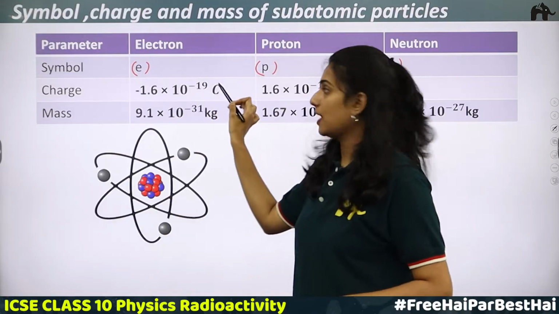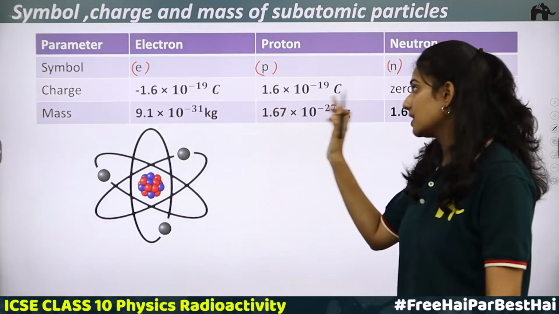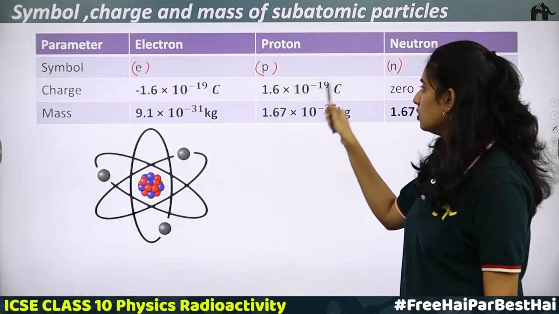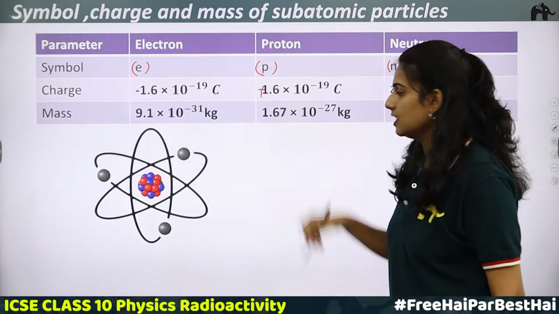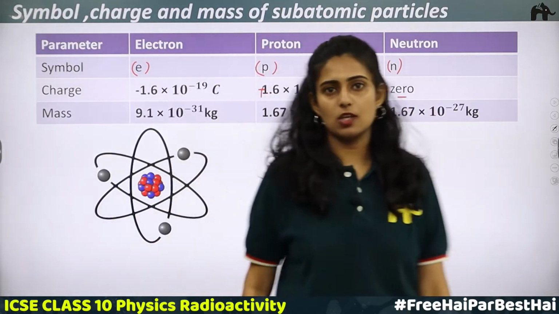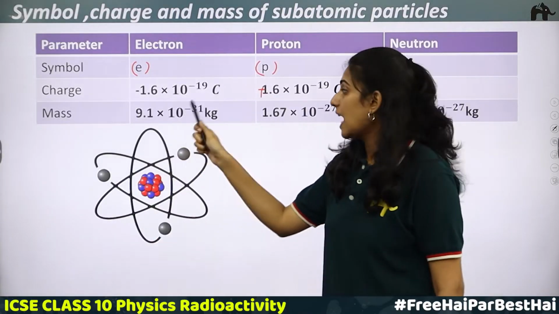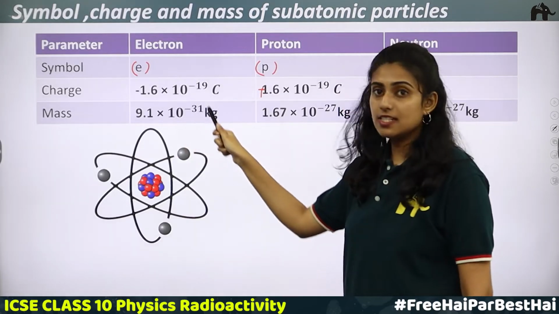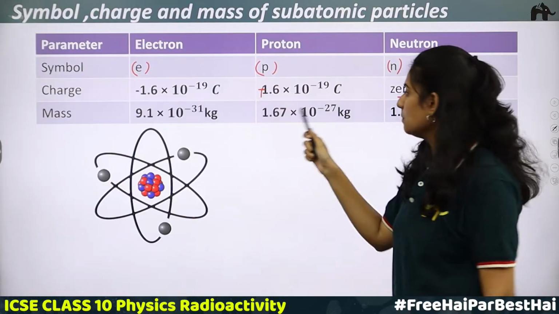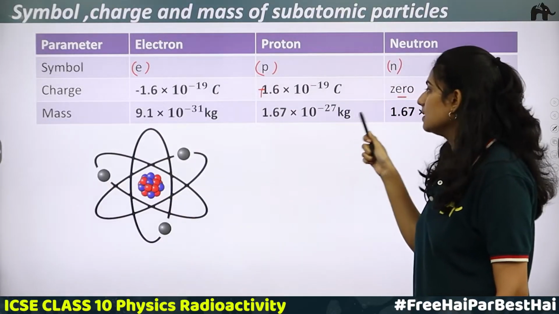1.6 × 10^-19 coulomb. The unit of charge is the coulomb. So 1.6 × 10^-19 coulomb for the proton, which is positively charged. What about the neutron? Its charge is 0. Next, mass: 9.1 × 10^-31 kilogram for the electron. Proton and neutron have nearly the same value, 1.67 × 10^-27 kilogram.